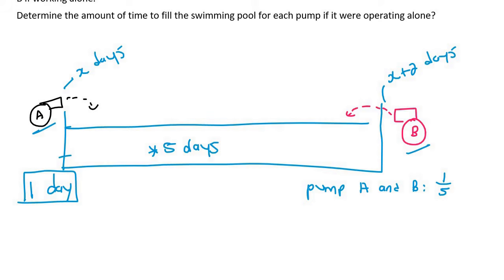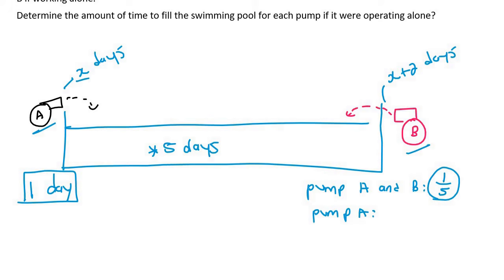Because if they fill up 1/5 on 1 day, 2/5 on 2 days, 3/5 on the third day, 4/5, and then 5/5, which is 1 whole. So in 1 day, pump A and B can fill up 1/5. Okay, what about pump A?